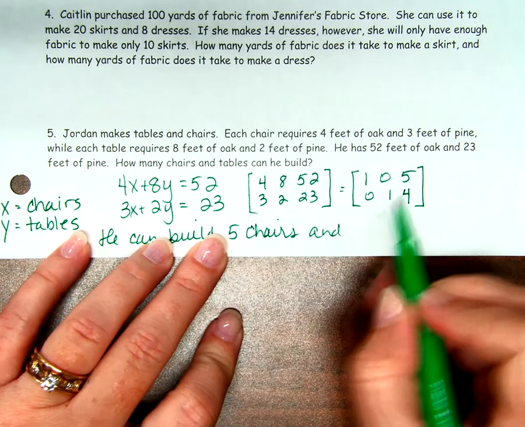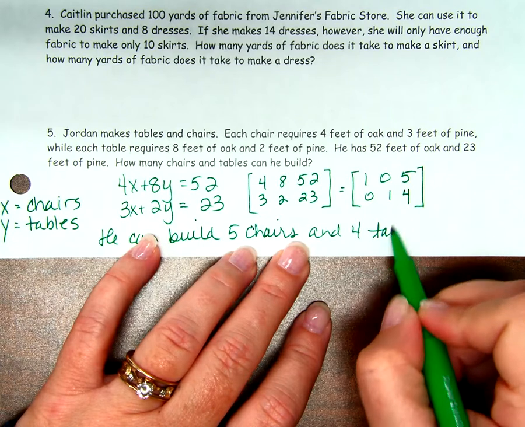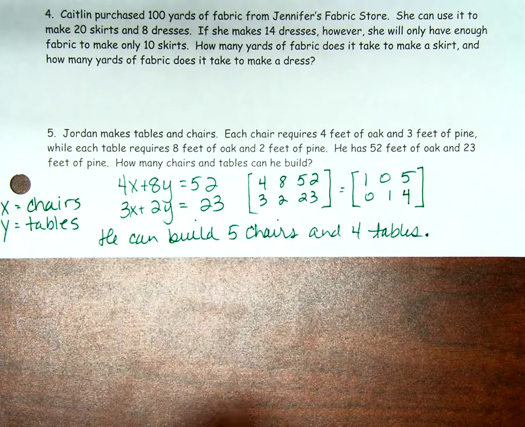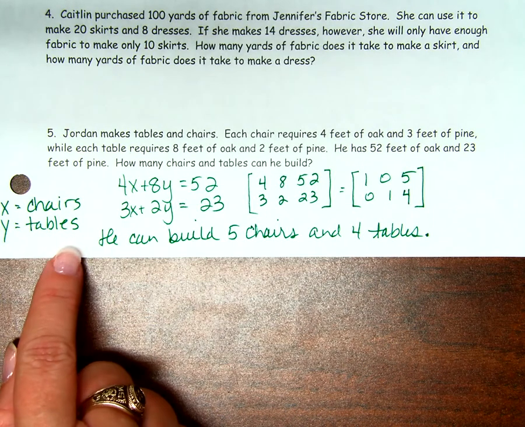and 4 tables. So we said there's a lot of different ways to write the sentences, right? What about this sentence? Tell me how you feel about this sentence. X equals 5 and y equals 4. Does that answer the question that it asks me? No. While that's an appropriate sentence, it's not answering the question. All it did was tell me what x and y equals. I didn't even say in the sentence that x equals chairs and y equals tables.